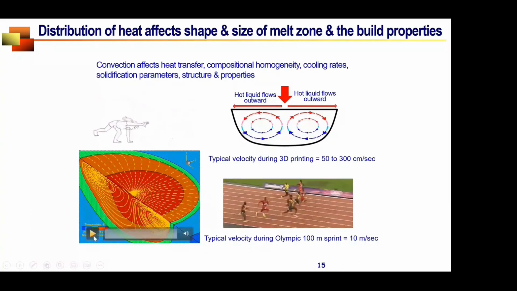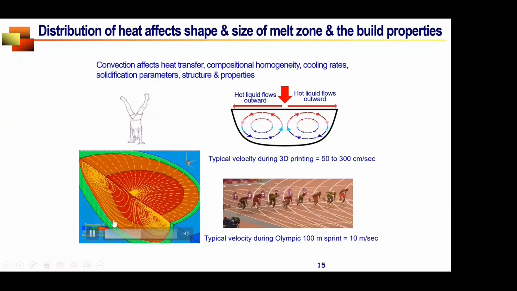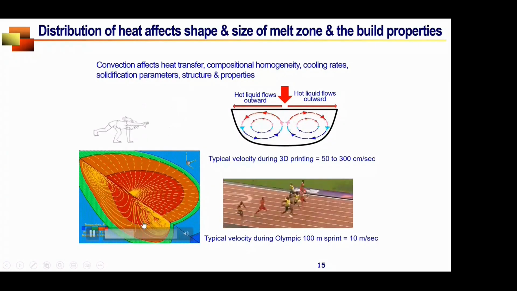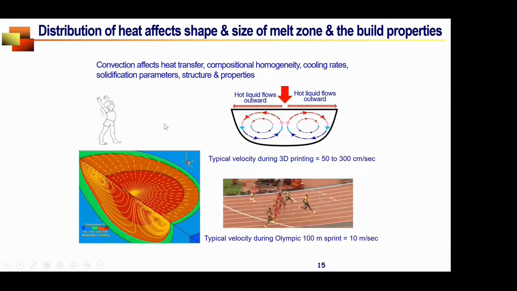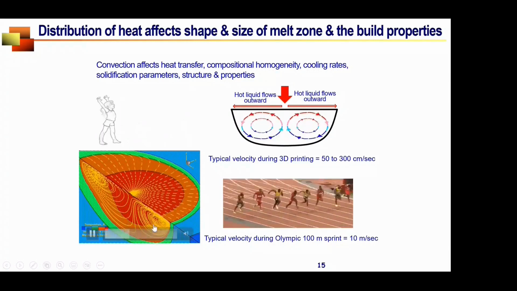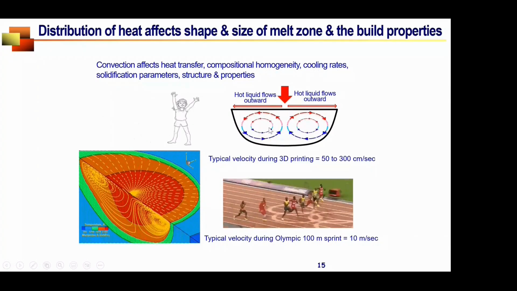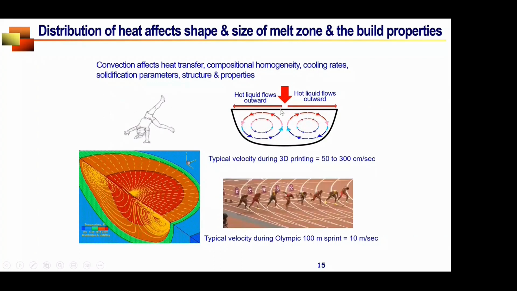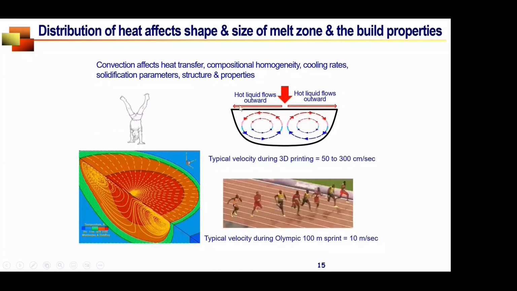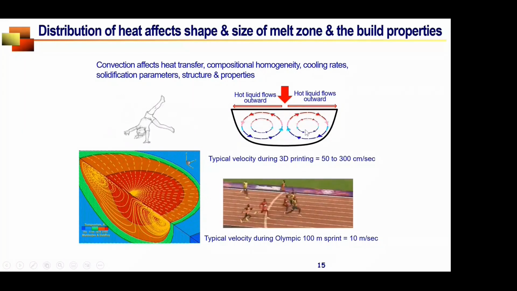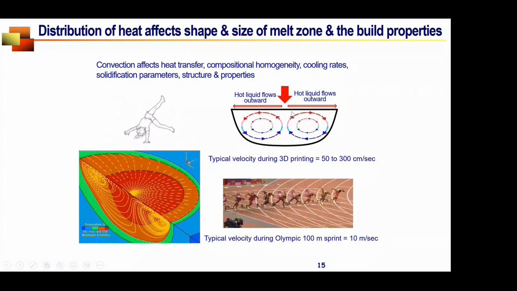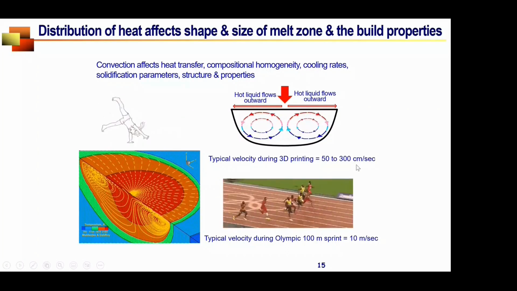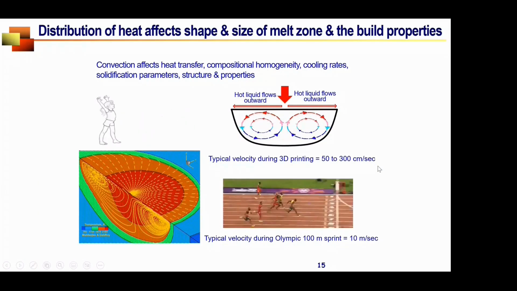So what type of flow do we have? We have a flow that is shown typically here. The liquid metal is like this little kid cartwheeling within this fusion zone. And if you look here, it is shown schematically. Normally, the hot liquid will flow outwards and then turn around and go up. Typical velocity is on the order of 50 to 300 centimeters a second.